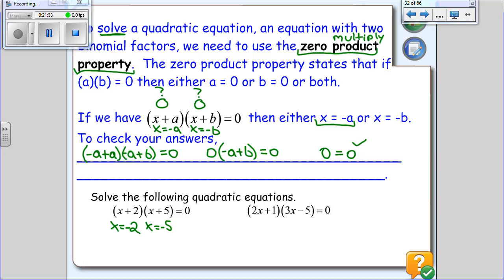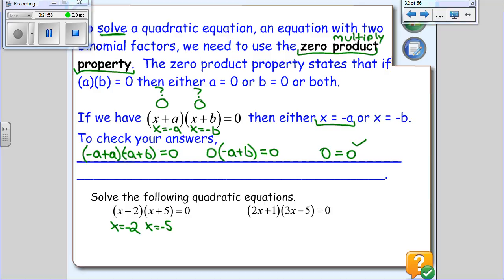Because you'll look at these, and what people seem to do is they think, well, it's just the opposite of whatever's by itself. But that's not going to work here, because x isn't by itself anymore. So for instance, if I put negative 1 in here, negative 1 times 2 would be negative 2. Negative 2 plus 1 is not 0. So that's not going to work.